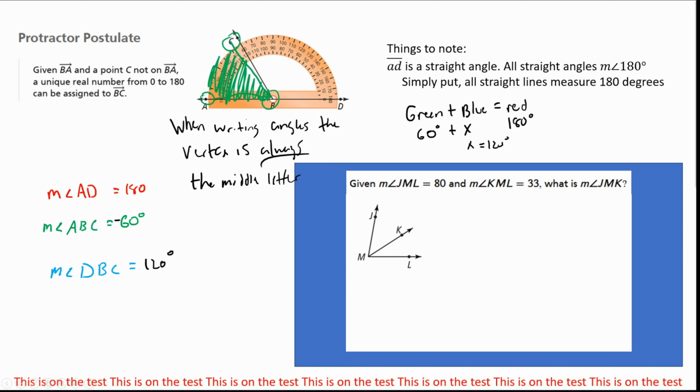At the same time, we are finding that my DBC fills out this area, and we can kind of see now that my green side plus my blue side gives me my red 180. Right, everything is now colored in.